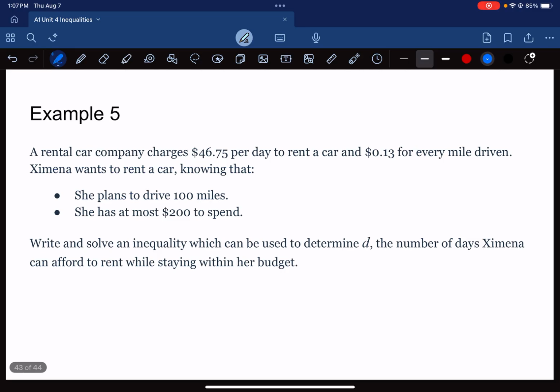A rental car company charges $46.75 per day. So there's per day. And 13 cents for every mile. So that's 13 cents per mile. Oh, we know the miles. 100. She has at most $200 to spend. So Ximena wants to rent a car knowing that she plans to drive 100 miles. So we filled in the miles. She has at most 200 to spend. That's our breaking point right there.